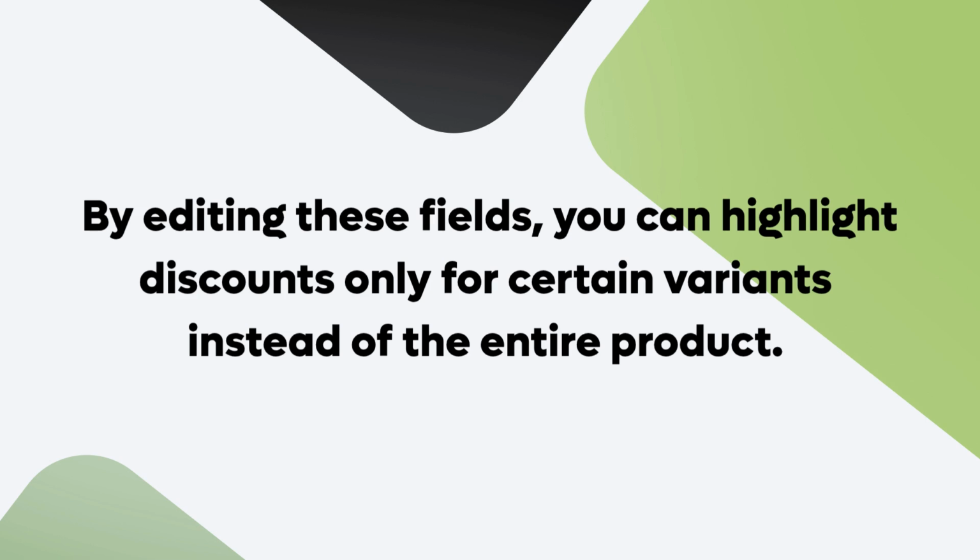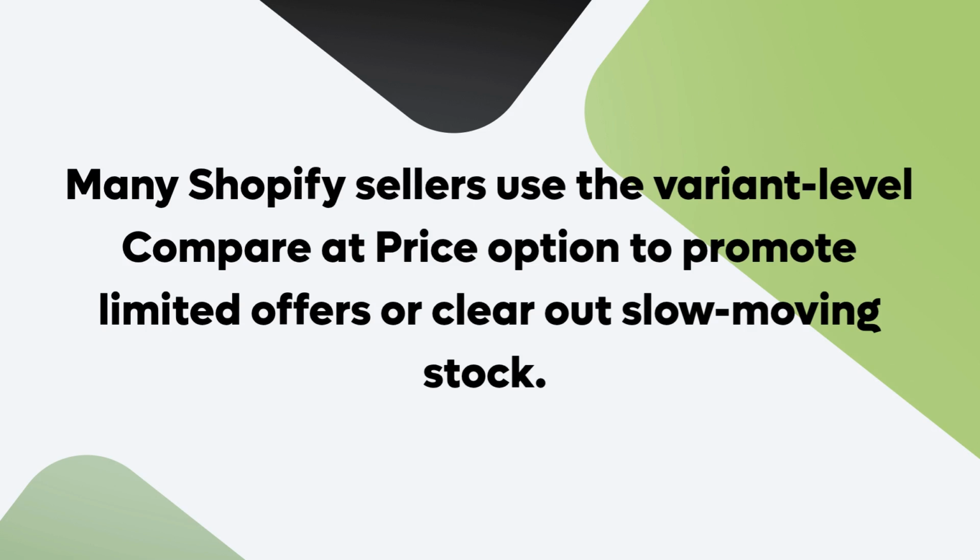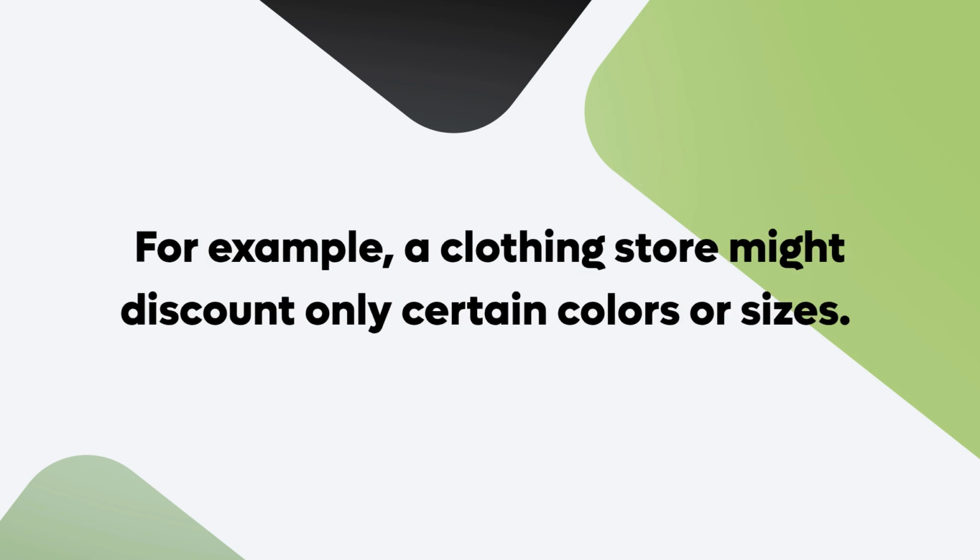By editing these fields, you can highlight discounts only for certain variants instead of the entire product. This gives you more flexibility in managing sales and allows you to tailor your pricing strategy for specific items. Many Shopify sellers use the variant level compare at price option to promote limited offers or clear out slow-moving stock. For example, a clothing store might discount only certain colors or sizes.